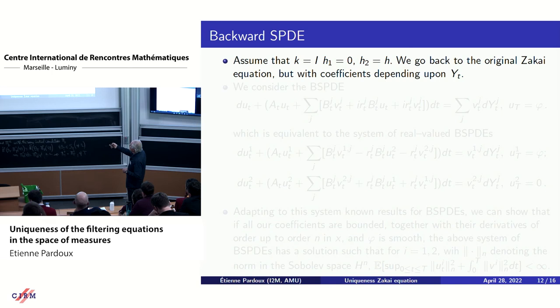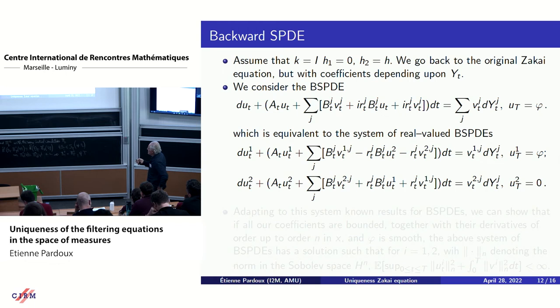So as I said, I go back to my filtering problem, but now I assume that k is the identity, h1 is 0, h2 equals h, so I go back to the original Zakai equation just for simplicity of the exposition, but with coefficients depending only upon yt.